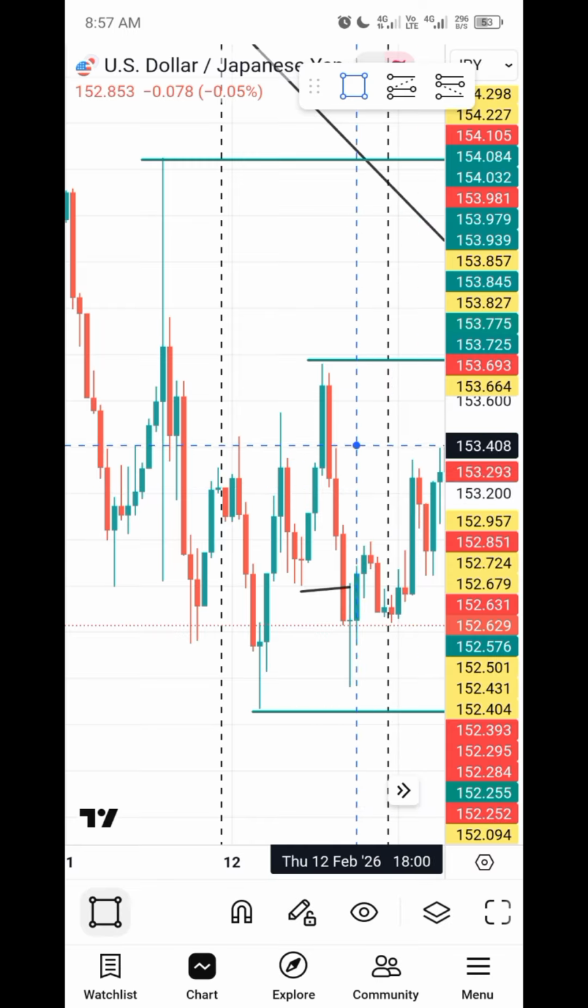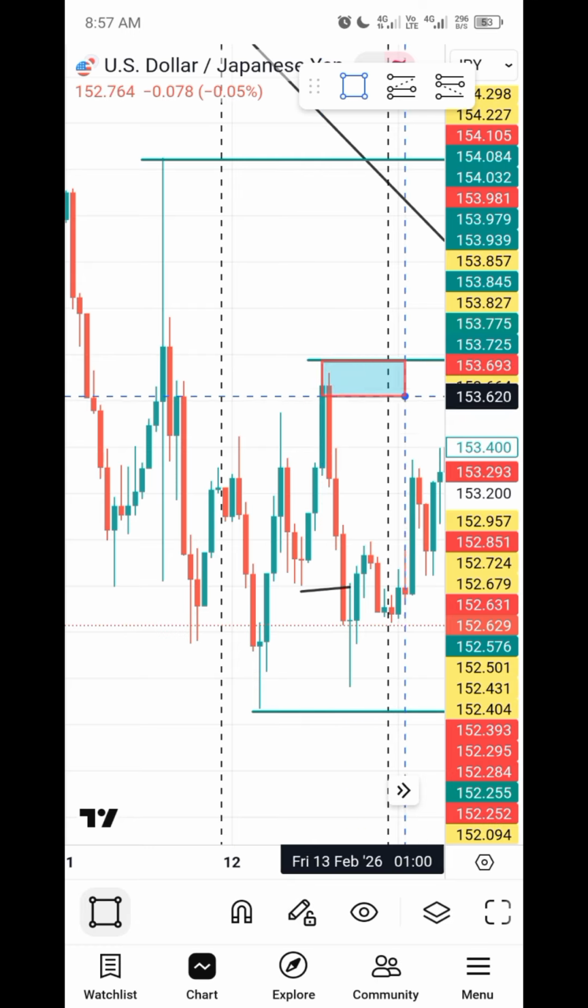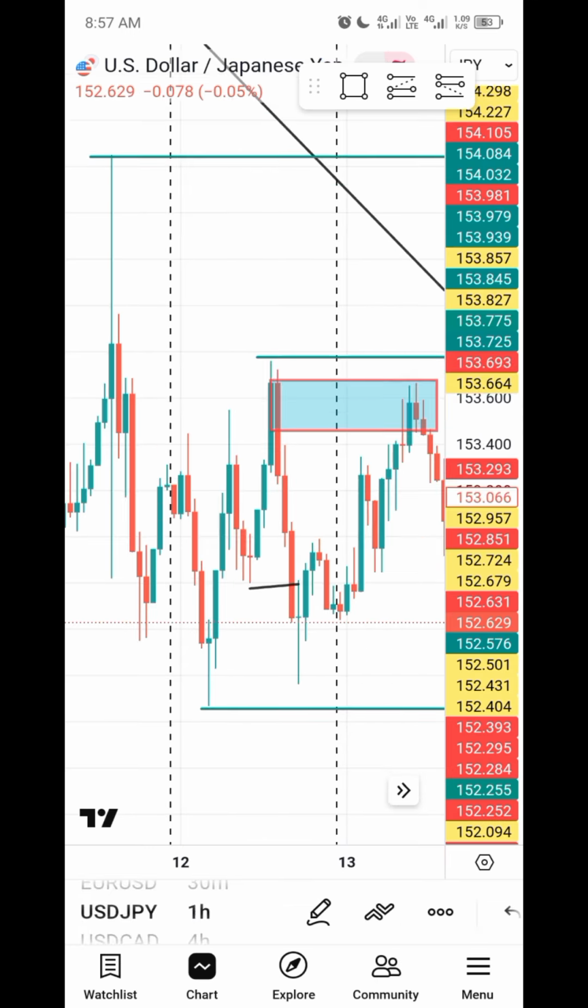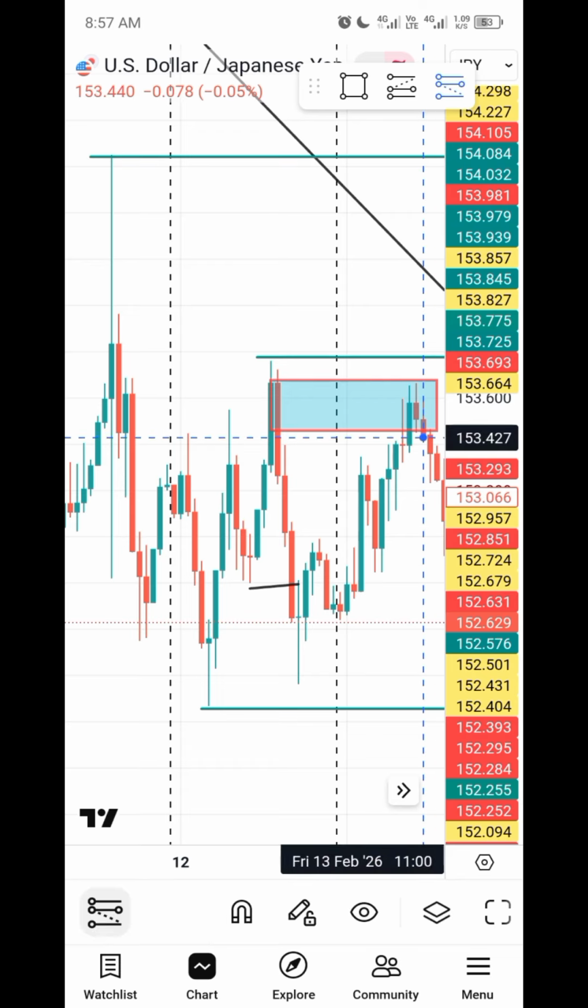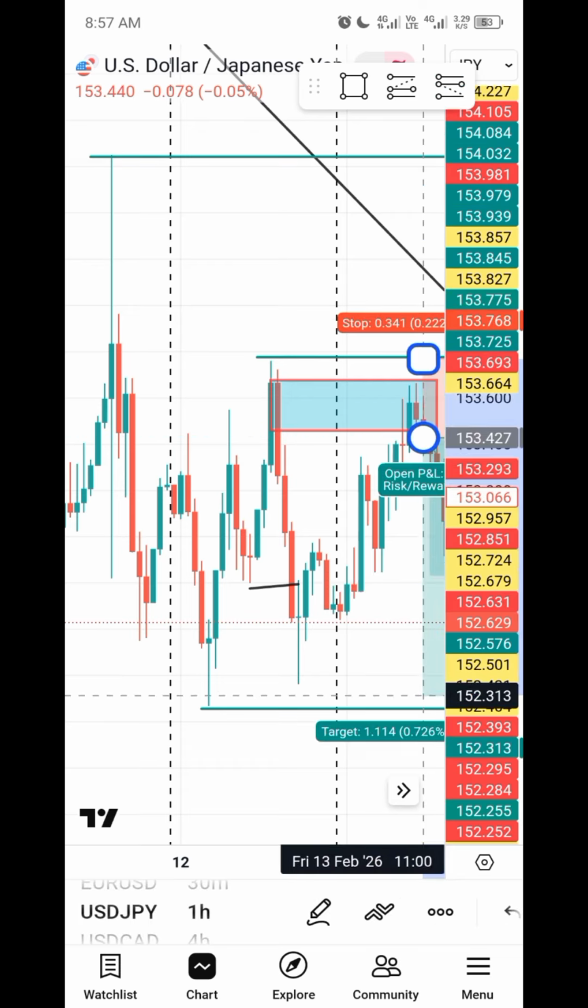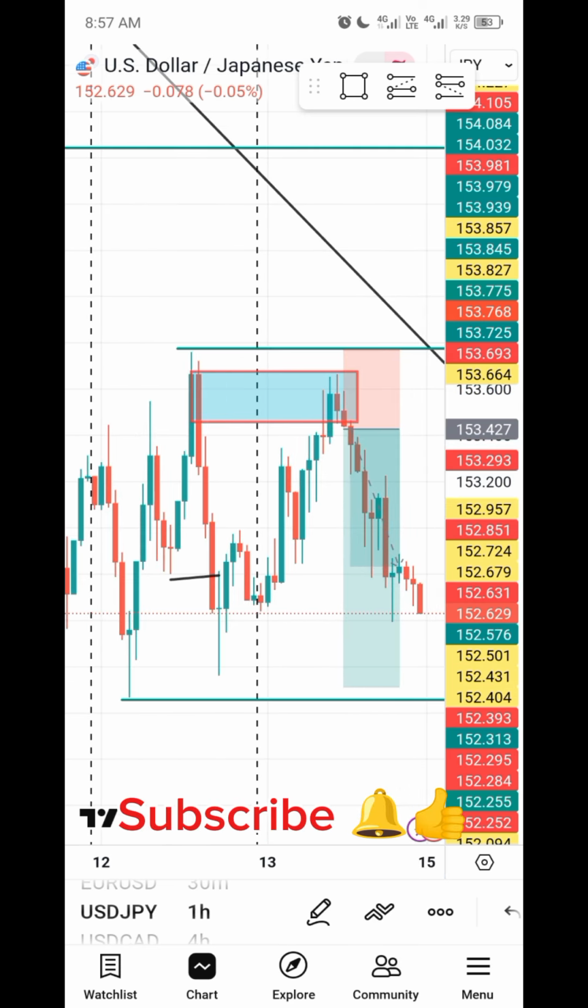That is when we are going to start looking for entries. So this supply zone here, you can mark it here. You can see immediately price reaches this zone, this is where you can look to sell. Once price reaches here, put your stop loss above the candle here, and you target down here. And you can see price kept going down.